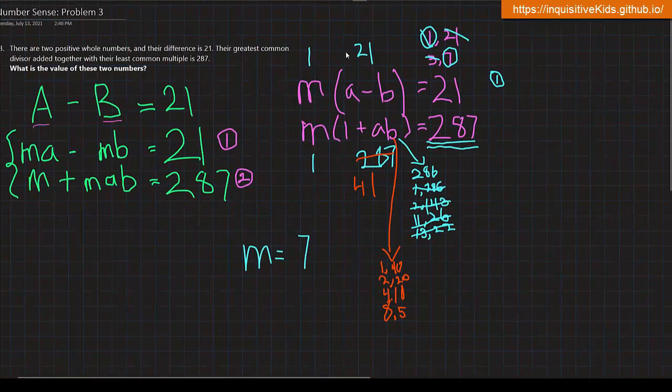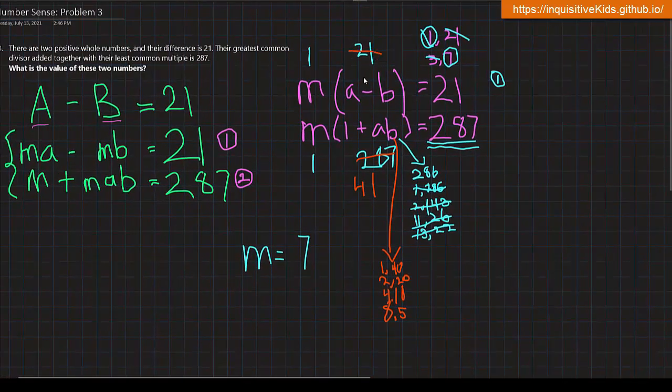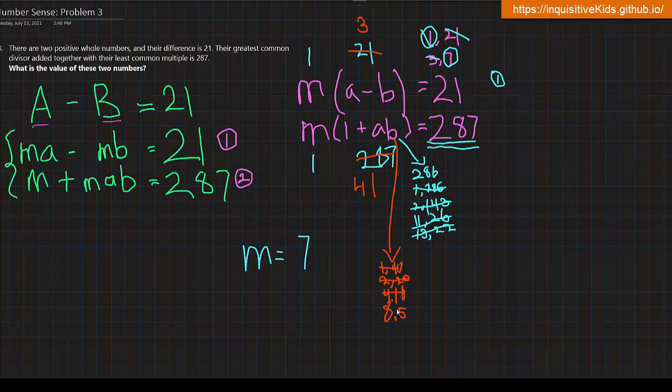Now if M equals 7, then over here this a minus b has to equal 3. So which of these factor pairs' differences is 3? 40 minus 1 does not equal 3. 20 minus 2 does not equal 3. 10 minus 4 does not equal 3. So 8 minus 5 equals 3.